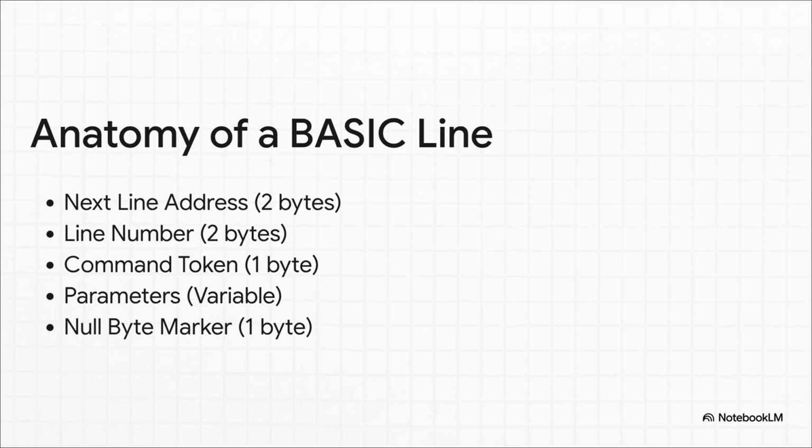First up, there's a 2-byte pointer telling the computer exactly where the next line of code begins. Then 2 bytes storing your actual line number. Next is a single byte command token. After that, your parameters, the raw text or numbers you typed. And finally, a single null byte to mark the absolute end of the line.